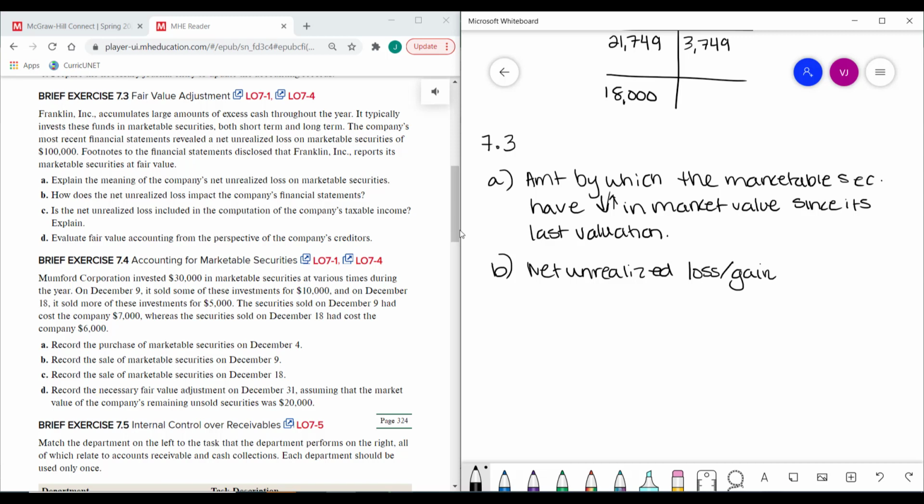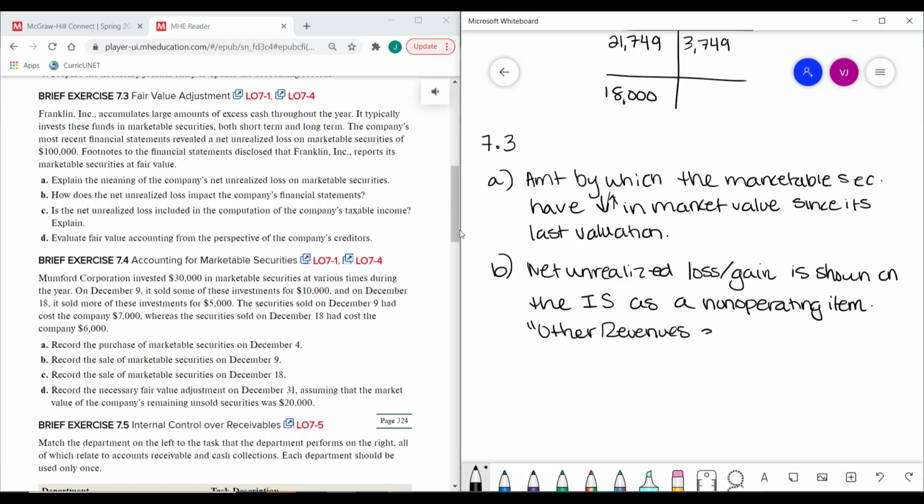It's going to be shown on the income statement as a non-operating item. So you'll see it listed under the category that says other revenues and expenses. Okay, so non-operating item. So it's on the income statement, and it's part of the calculation of our net income since it's on the income statement. Okay, but more specifically, it's part of comprehensive income.